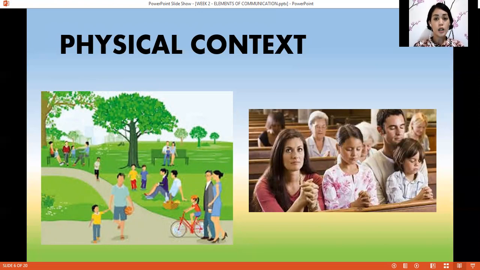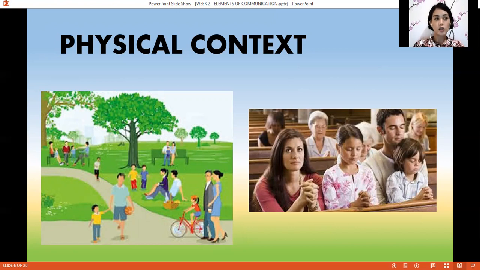Same is true if you are in the church. Of course, your behavior in the park should not be brought into the church. Same in the school. If you are behaving this way in school, laughing, running, you should not do it in the church. Okay? So communication changes wherever you are, depending on the physical context.